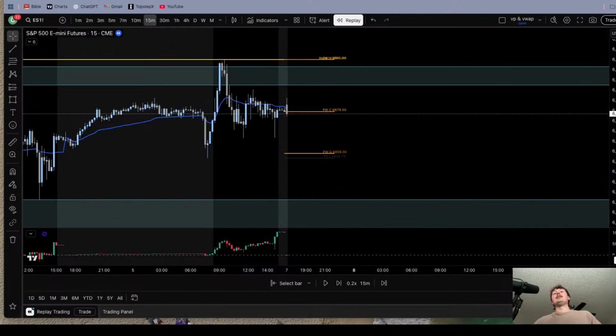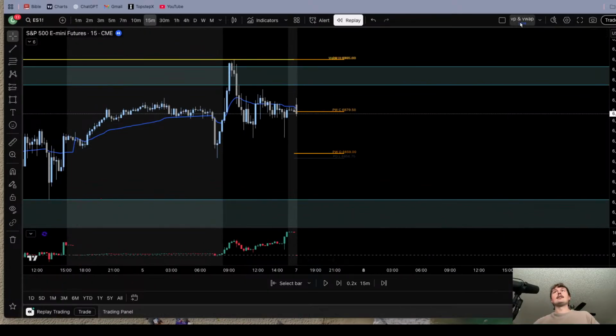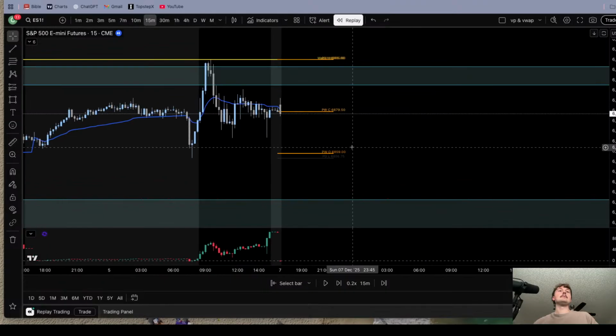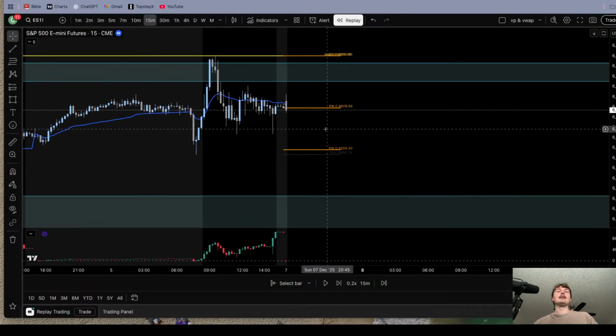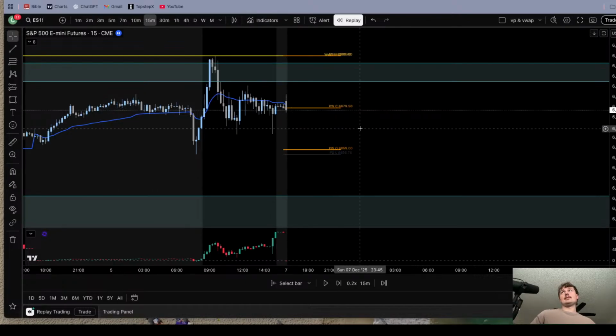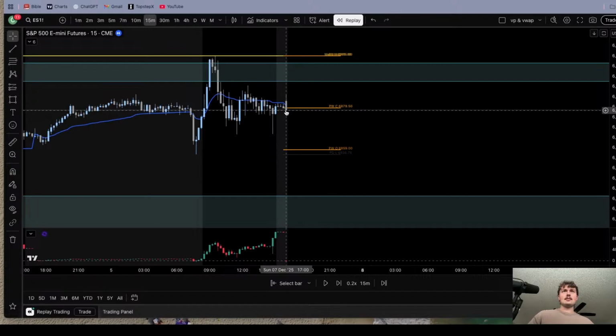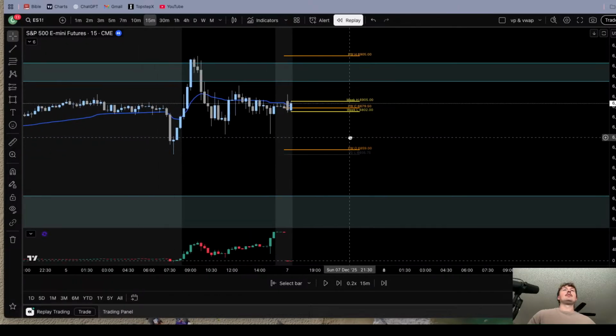And obviously we've got the CVD down here too. This is just another confluence that I like to use to kind of see where we're at on things. Who's in control? Are the buyers in control or the sellers in control? Right. Alrighty. So we're on Sunday open. This is a couple weeks ago. So we're gonna start there, and we're gonna roll with it. All right.